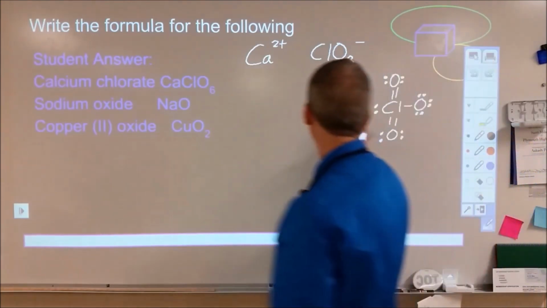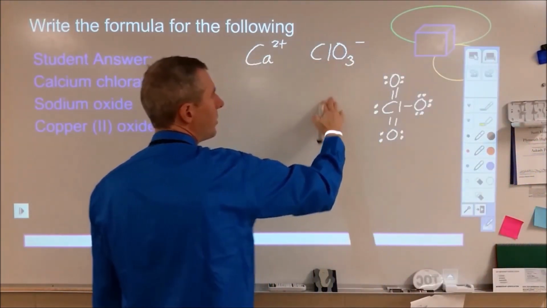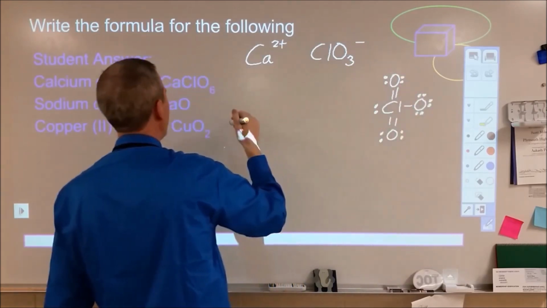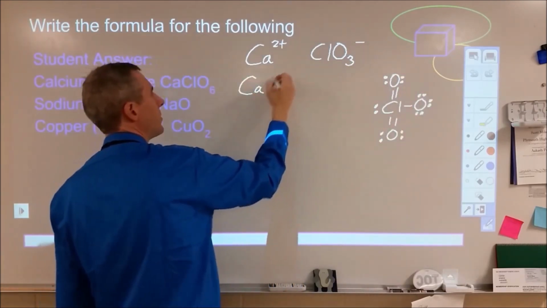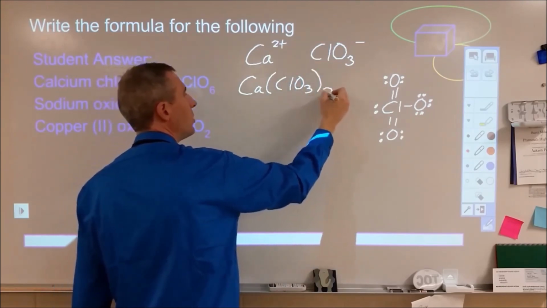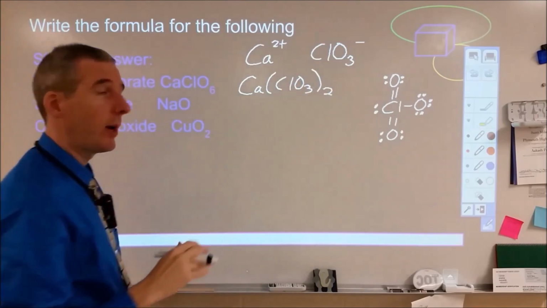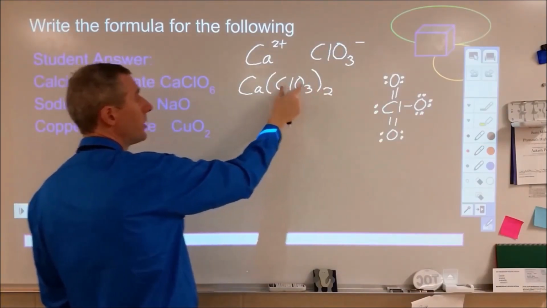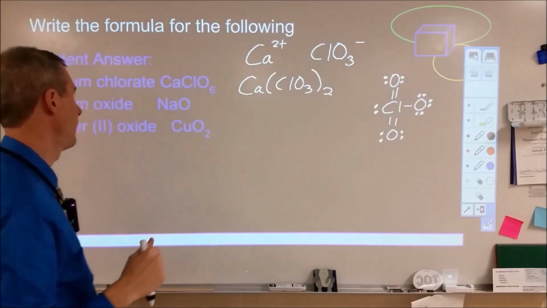Okay. So when we want 2 of these chlorates, you can't just take the oxygens. You have to take the whole thing as one thing. And so what we do for that often is we say, okay, we're going to put the chlorate in parentheses, and then we're going to do 2 of the chlorates. So that would be the way you would write that formula. That gives you your balanced charge. It's 2 -1 charges for every 1 +2 charge.